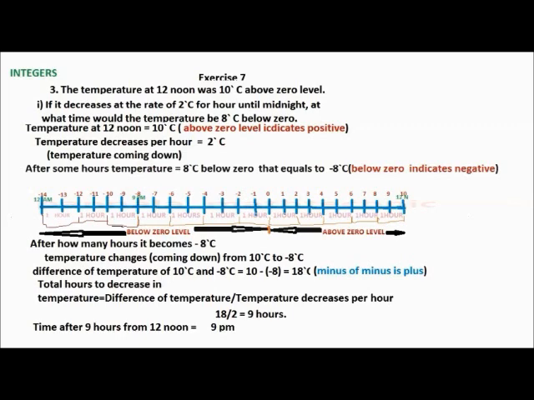Now the hours taken to decrease 18 degrees centigrade is the difference of temperature divided by the temperature decrease per hour. That is 18 by 2, that is 9 hours. It has taken 9 hours. So the time after 9 hours from 12 noon is 9 pm.